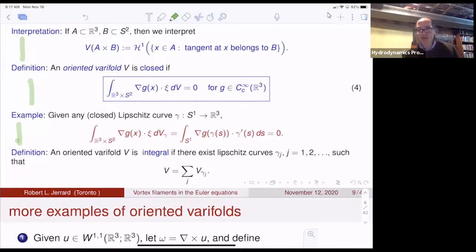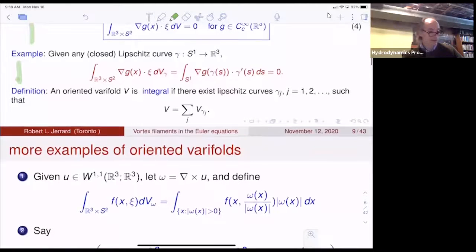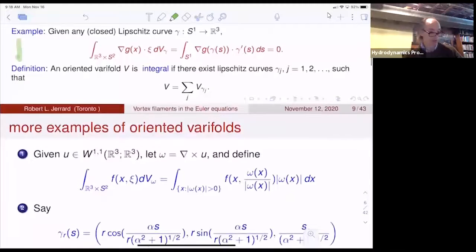Okay, let me give an example of a varifold which is not integral, just so we have some sense of what they're good for. Well, here are two examples. So one is, suppose I have a vector field U, and let omega be its associated vorticity. So I want to think of U as being a velocity. I want to think of omega as being the vorticity. Then I can define a varifold associated to omega just in the following way.